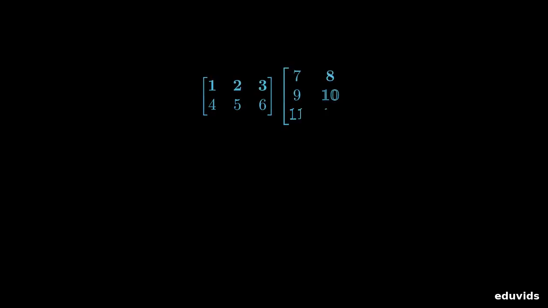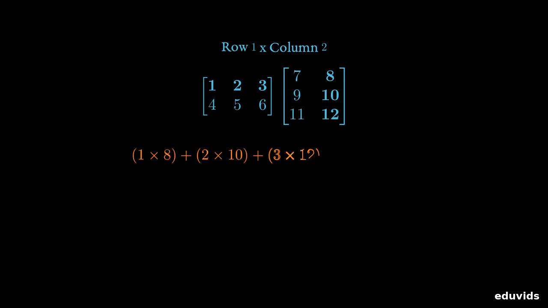To find the top right entry of C, we take the top row of A and the right column of B. Multiply 1 by 8 to get 8. Multiply 2 by 10 to get 20. Multiply 3 by 12 to get 36. Add 8 plus 20 plus 36 to get 64.